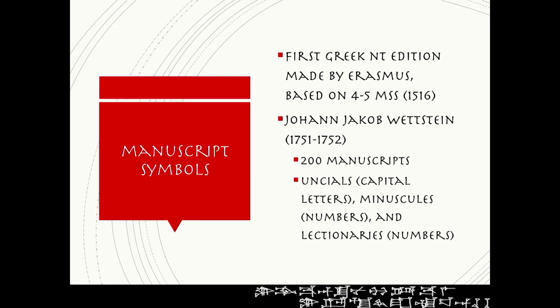Wettstein, in 1751, 1752, had 200 manuscripts or so at his disposal for his edition, and he identified uncials using capital letters, minuscules using Arabic numbers, as well as the lectionaries. He used numbers as well, and this is how he identified the individual manuscripts in the edition.